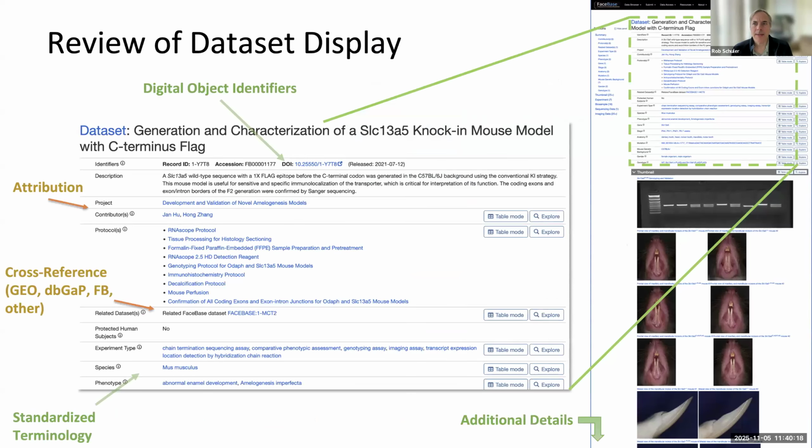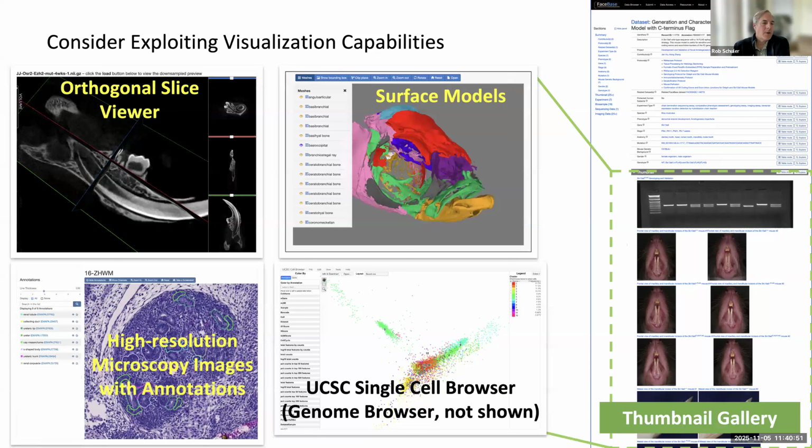Again, the data set has at the top attribution information like the project that produced it and the individual contributors. This is important for going into the citation data. All data sets get a digital object identifier, so you have a formal long-term reference. If you have any other information or prior data sets that were released in GEO or dbGaP or other locations, you can cross-reference those. And then you tag your data set with controlled standardized terminology. We also encourage, if you have data available for online visualization, to make that available in FaceBase too.